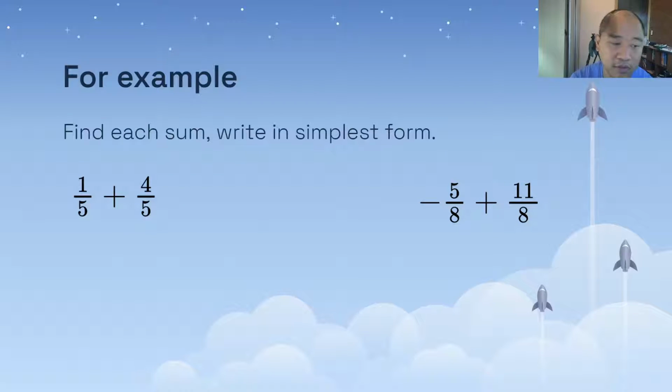Why don't you go ahead and do these on your own? Welcome back. 1 plus 4 is 5. 5 over 5 is 1. Negative 5/8 plus positive 11/8. 11 is a number with a larger absolute value, so 11 minus 5 is 6. 6 over 8, which is 3 over 4.